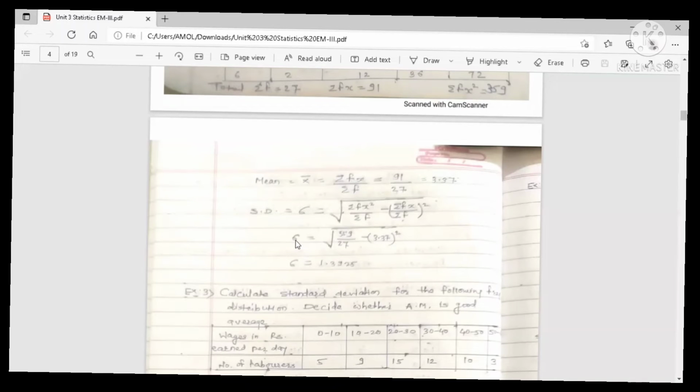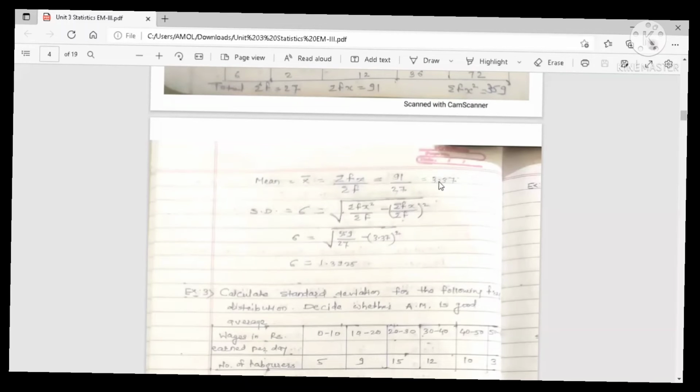Now you calculate standard deviation. The formula to find the standard deviation is sigma is equal to under root summation Fx square upon summation F minus summation Fx upon summation F whole square. Now the second term is summation Fx upon summation F. This is nothing but your X bar, and its square.